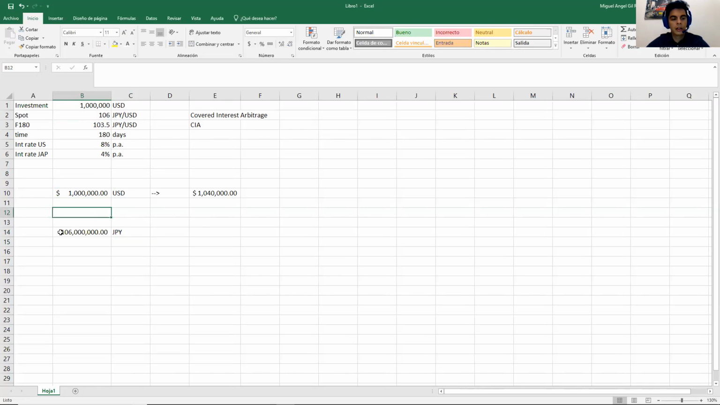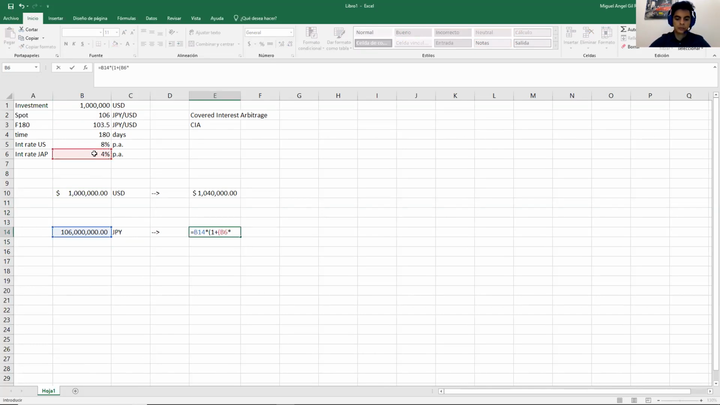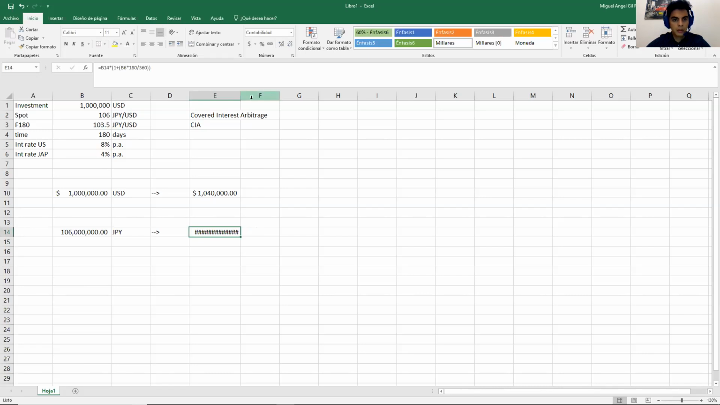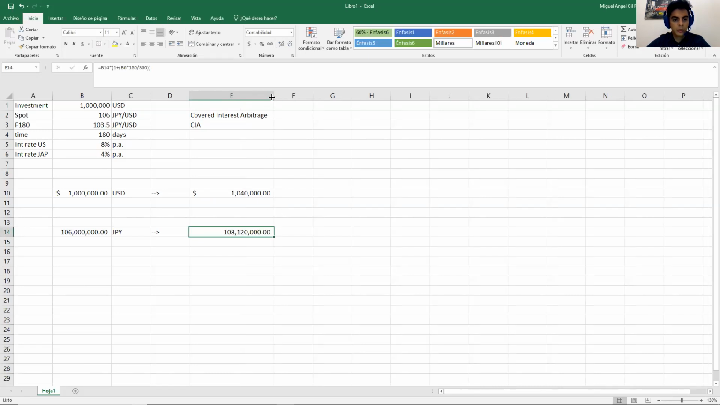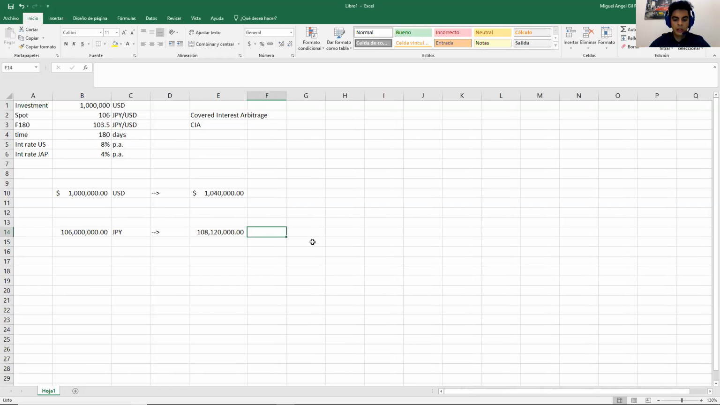Okay, that is the only thing that I did: convert dollars to yen. And then I will invest in Japan. So what will I do? I will need to calculate the future value of my investment in yen using the Japanese rate. So 180 over 360. So my investment will turn into 108 million yen, 120,000.